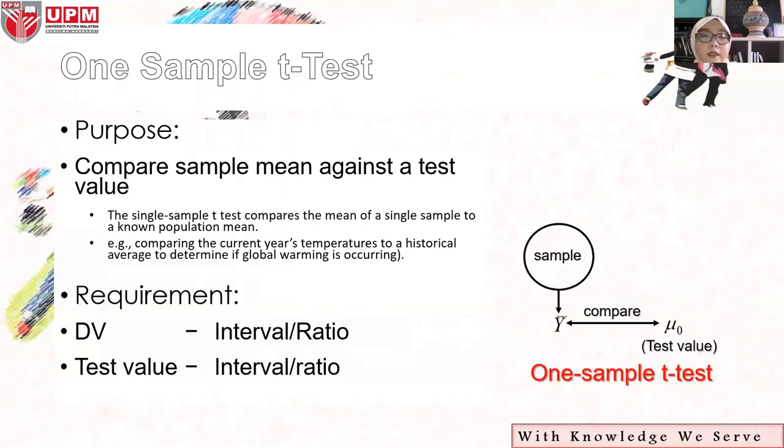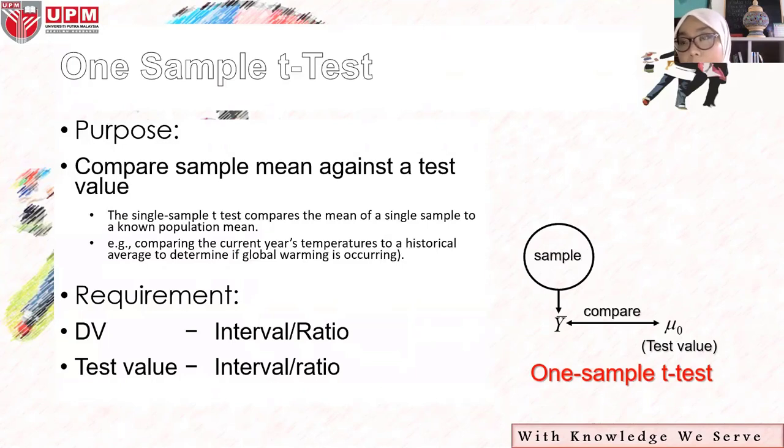The purpose of the one sample t-test is to compare the sample mean against a test value. This means that the single sample t-test compares the mean of a single sample to a known population mean. For example, you compare the current year's temperature to a historical average to determine if global warming is occurring. Another example is you conduct a study to determine the level of performance of employees within your organization.